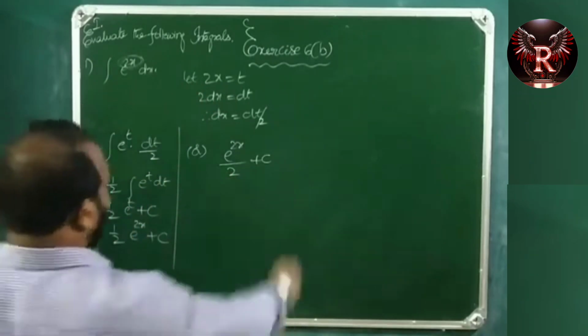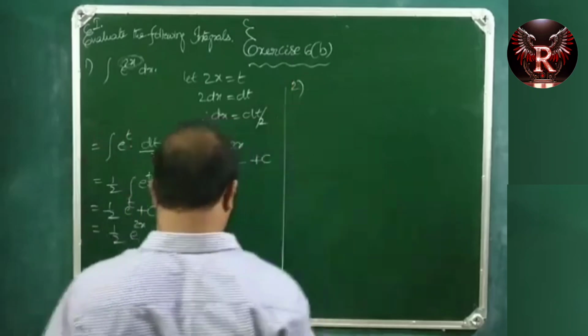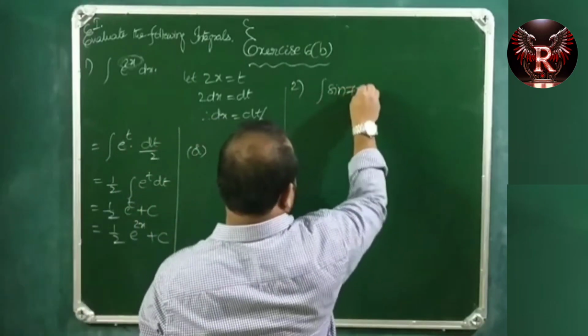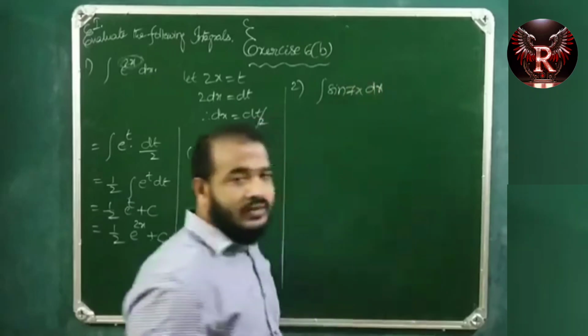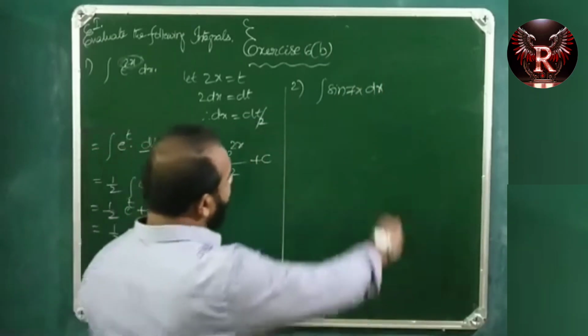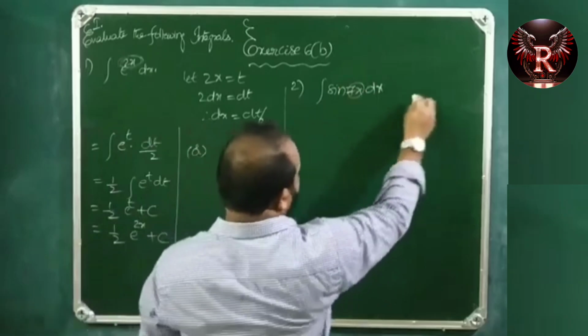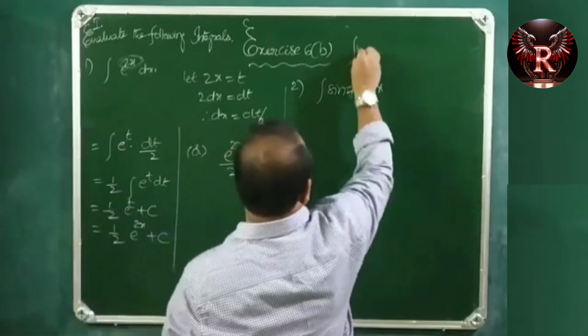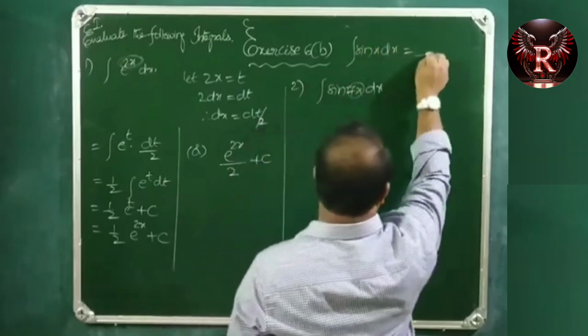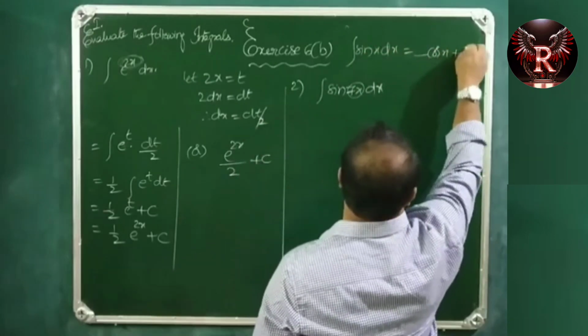And the next question is integral sine 7x dx. So to do this problem we know what is integral sine x dx. What is integral sine x dx? Minus cos x plus c.